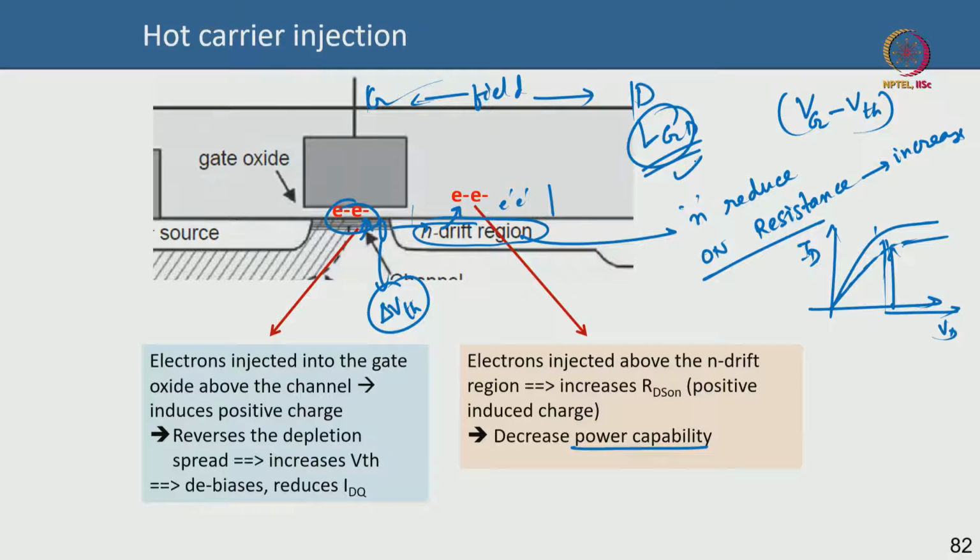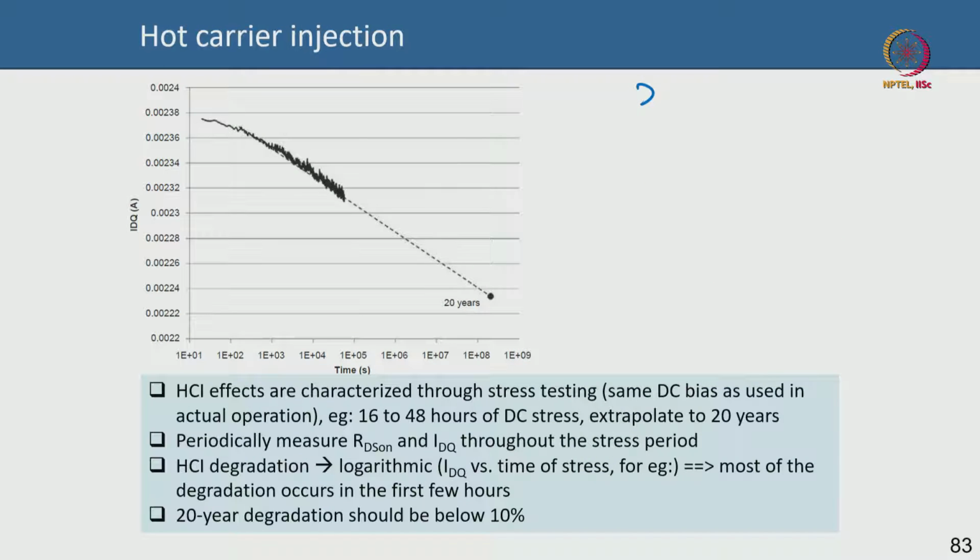But a larger LGD will also lead to a larger on resistance, which is bad. So your hot carrier injection will trade off with on resistance. It's an optimization problem between on resistance, on current, and hot carrier injection. Device dimension, power capability, all of this has to be co-optimized, otherwise we'll sacrifice one very much for the sake of something else. How do people quantify it?